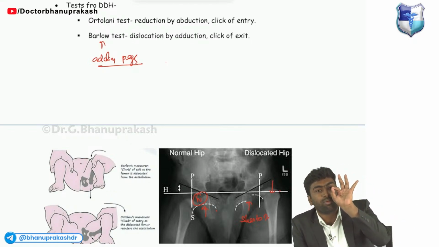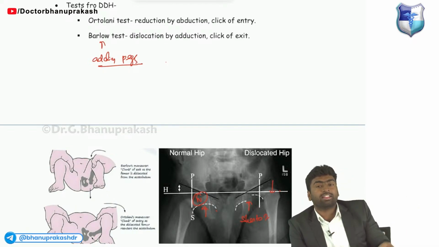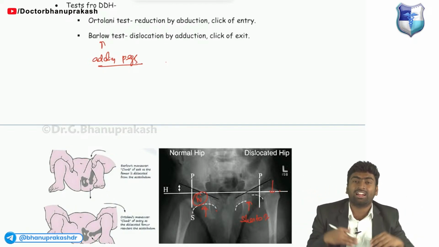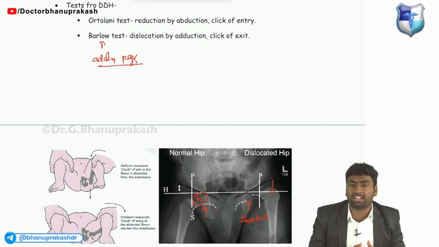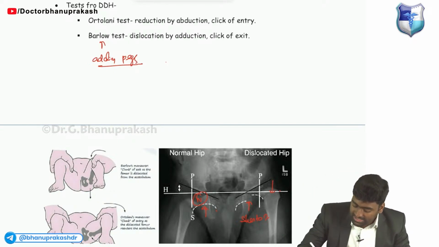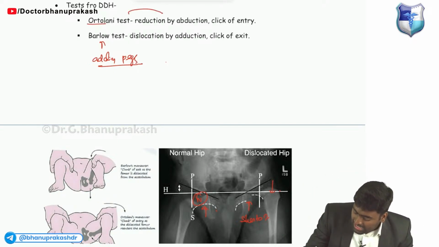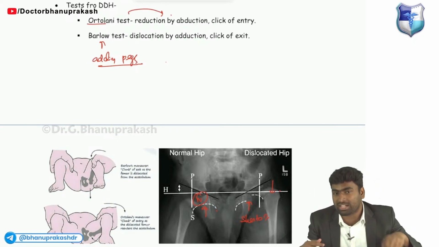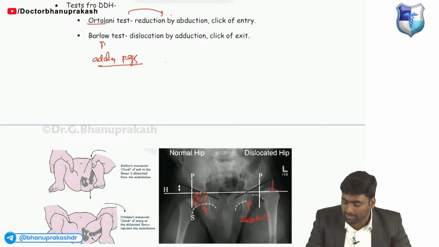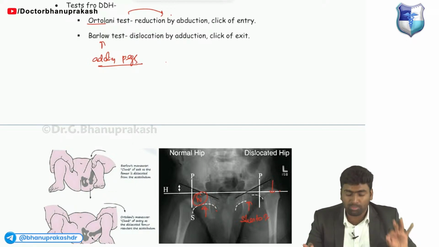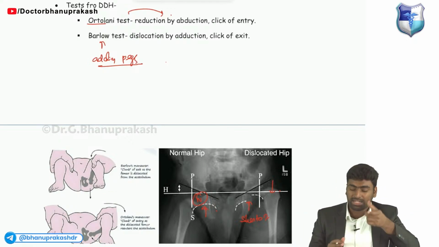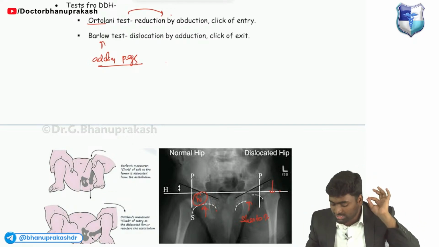In the case of Barlow's test, you will keep on adducting. If you do adduction and the hip dislocates, it is known as Barlow's test. Whereas the opposite is the Ortolani test. If you do reduction by abduction, it is the Ortolani test. Ortolani is entry, just remember, entry. Barlow's, you keep on adding pegs, so it leads to exit.